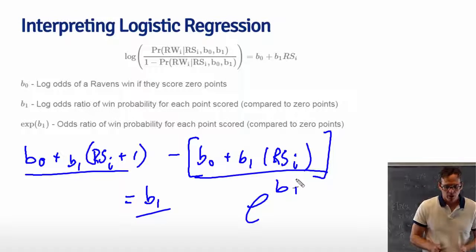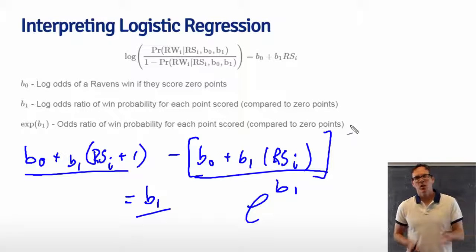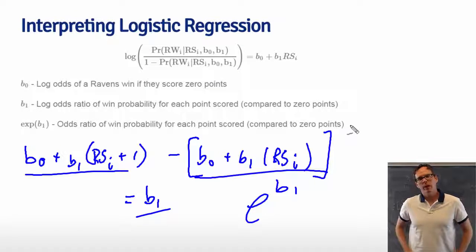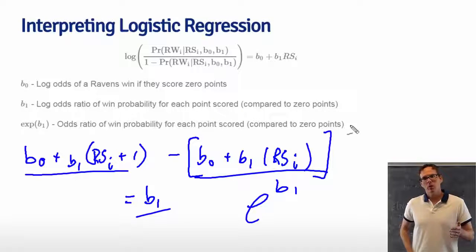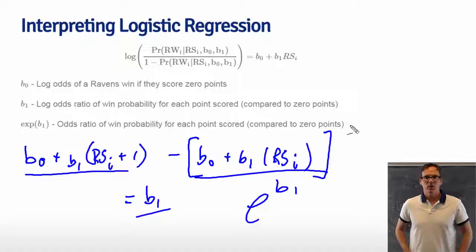e to the b1, if we had a bunch of other covariates added in, let's say whether or not it was a home or away game, if we had that one extra covariate added, then e to the b1 would be the odds ratio for a 1 unit increase in score, the odds ratio of a Ravens win for a 1 unit increase in the score, holding whether or not it was an away or a home game fixed.